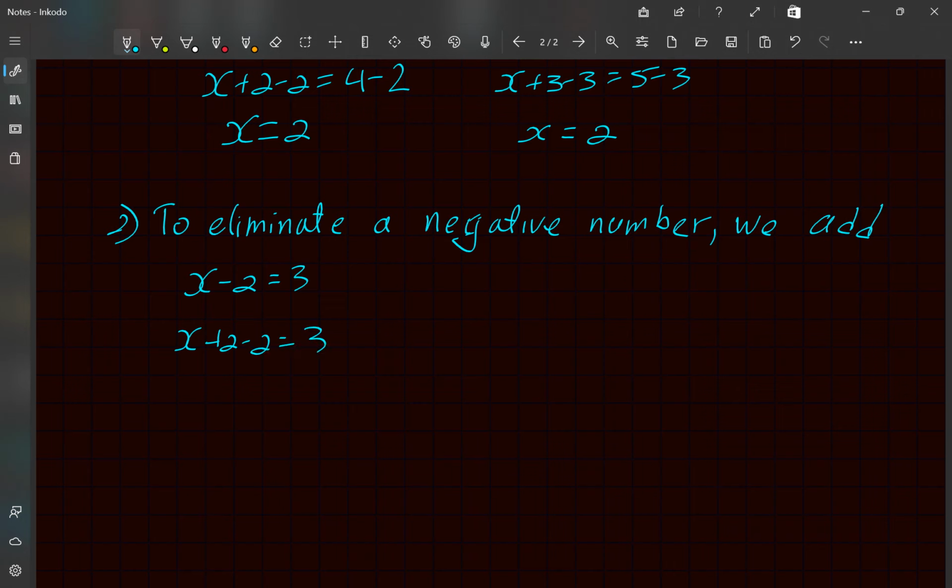And since I added 2 on the left, I need to add 2 on the right. And I see x would be 5. Let's do another. I need to eliminate this minus 3, so I would add 3. There we go.